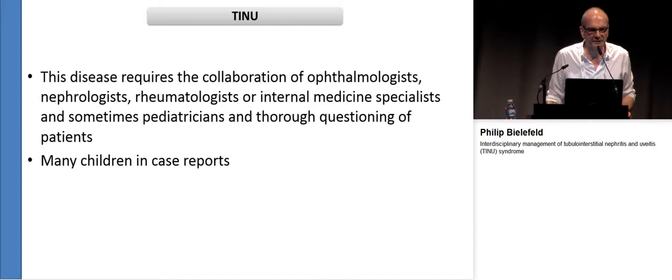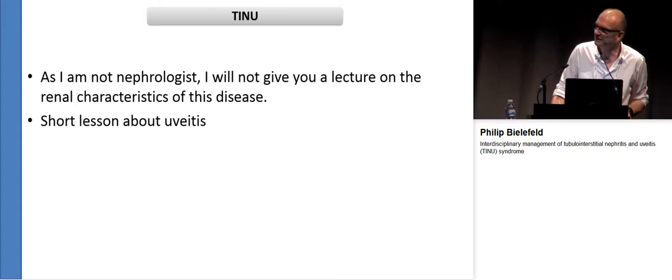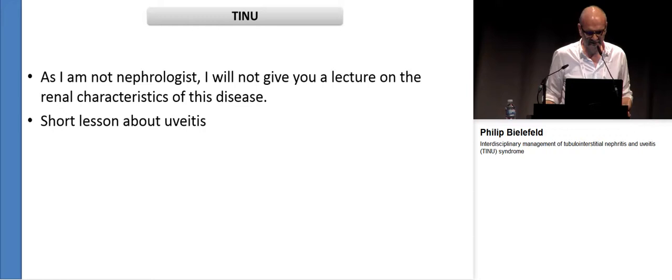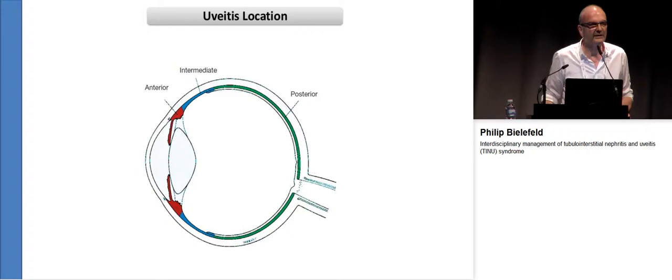I'm not a nephrologist, I'm very sorry about that, and thank you for accepting me in your society this afternoon. I will not give you a lecture about the renal characteristics of the disease, I'm not able to do that, but I will try to explain to you what sort of disease it is, and let us start with a short lesson about uveitis. Uveitis is an inflammatory disease that concerns the eye, and it is very important that the ophthalmologist you work with tells you where uveitis is.